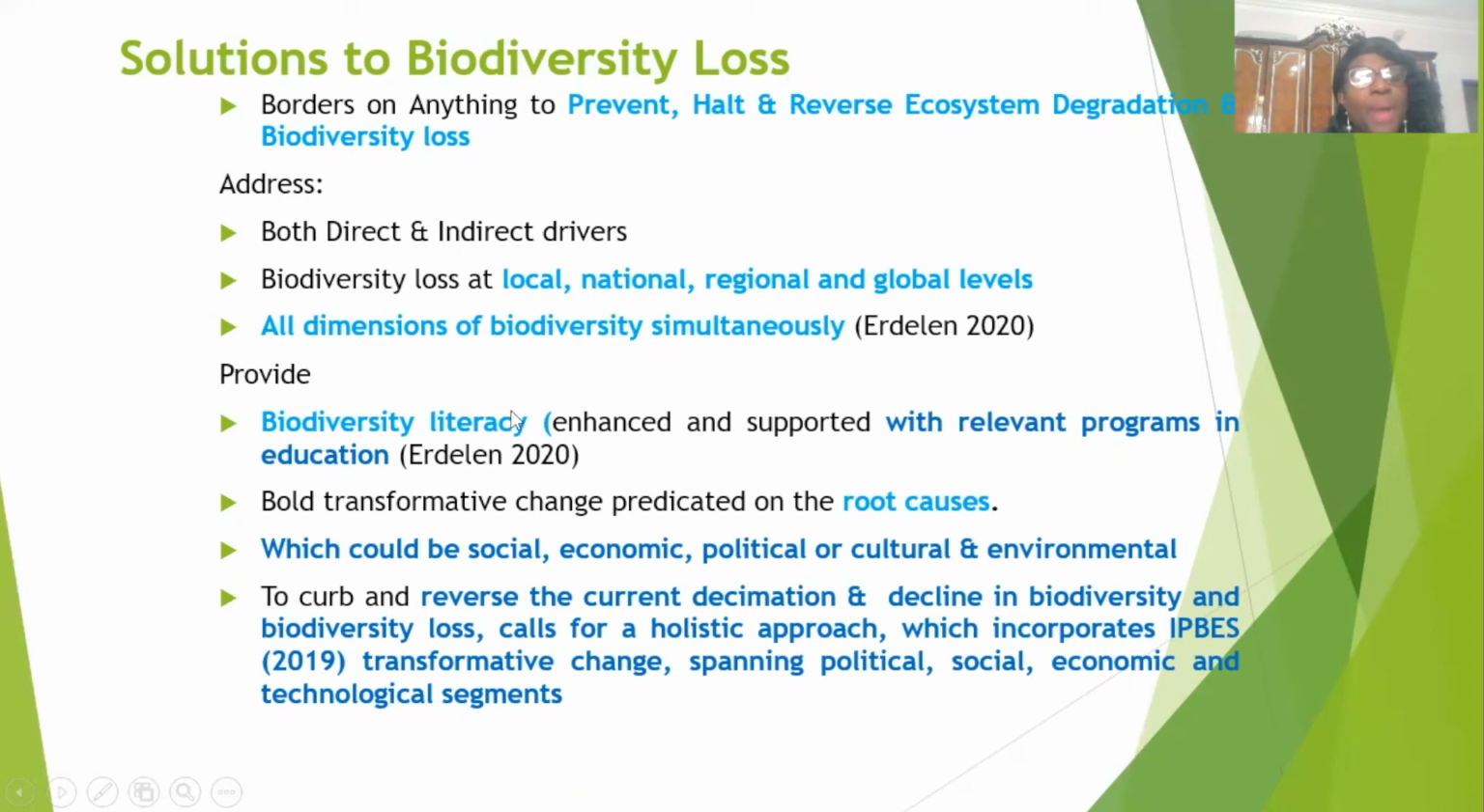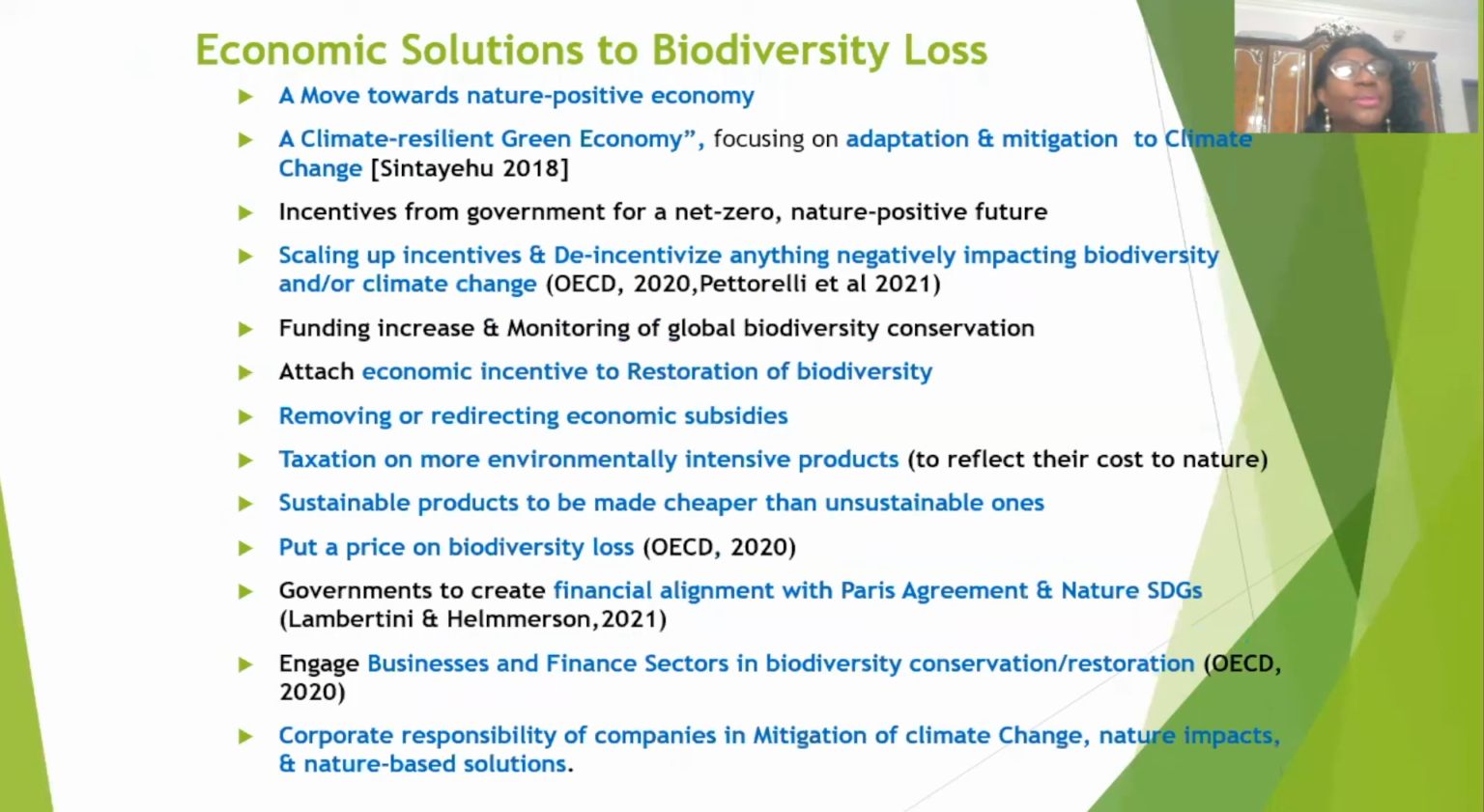We should provide biodiversity literacy supported with relevant programs in education. We need bold transformative change predicated on the root causes, which could be social, economic, political, cultural, or environmental, to curb and reverse the current decimation and decline of biodiversity. This calls for a holistic approach which incorporates IPBES 2019 transformative change spanning political, social, economic, and technological realms.